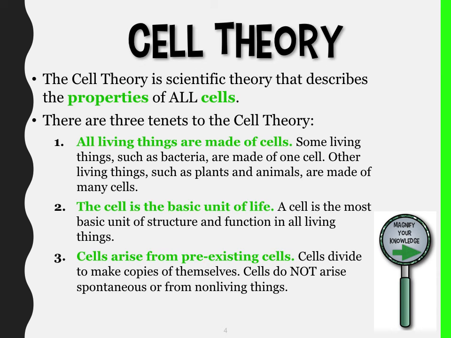Number 3, cells arise from pre-existing cells. They can divide to make copies of themselves, and they do not come spontaneously or from non-living things. They have to come from other cells. Let's magnify our knowledge and move on.